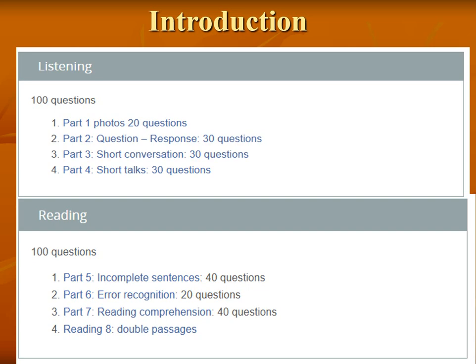And today we are going to deeply study the reading section. That also has 100 questions and is divided into four parts. Part 5, incomplete sentences, 40 questions. Part 6, error recognition, 20 questions. Part 7, reading comprehension, 40 questions. And reading 8, double passages. Actually, that's a bit comparable to and resembles the TOEFL reading. But anyway, I'm going to give you all the information regarding this section today.